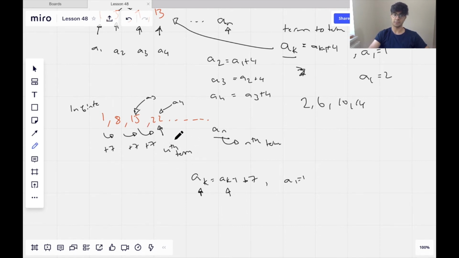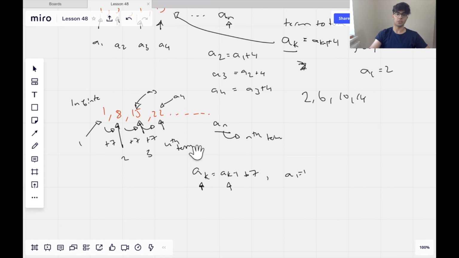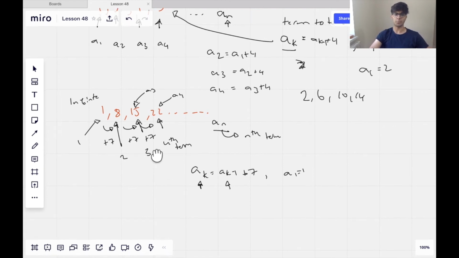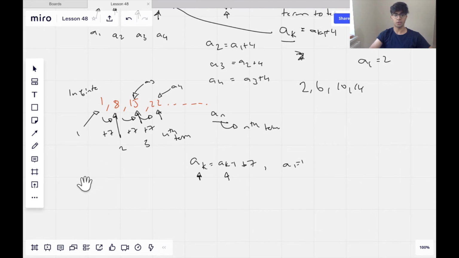Fourth term. Is there a way from just knowing it's the fourth term to know what the number is exactly? You have to think, what's the relationship between 1 and 1, 2 and 8, 3 and 15, and 4 and 22. And I'll show you how you figure this out in a few videos' time. But for example, here the position to term rule would be a_k.